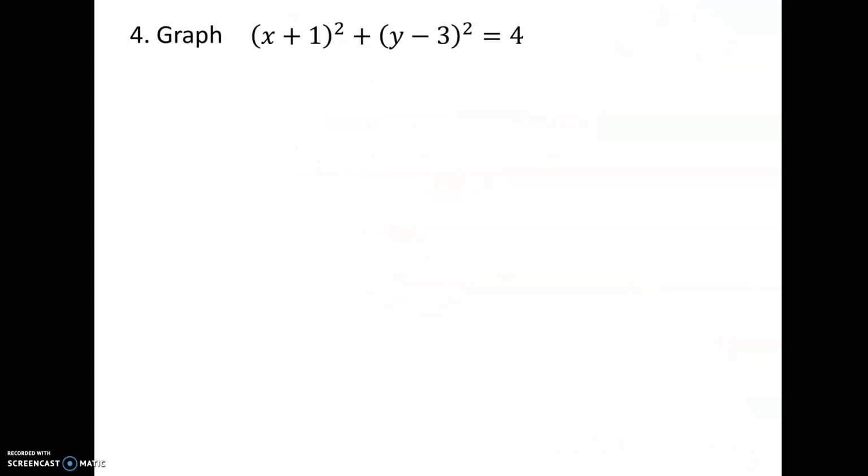Let's graph this guy. Okay, so I need to know my center. And I need to know what my radius is. Actually, let's go back. I need to know what my center is. So my center is going to be -1, 3. It's the opposite of what's here, -1, 3. And my radius is, don't forget, this guy right here is my radius squared. So then what is just my radius? That's going to be 2. So I'm going to take the square root of this guy, right? The square root of 4 is going to give me my radius of 2.